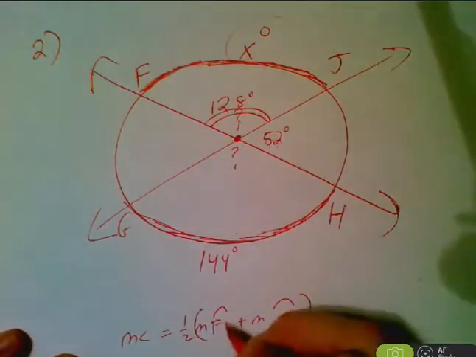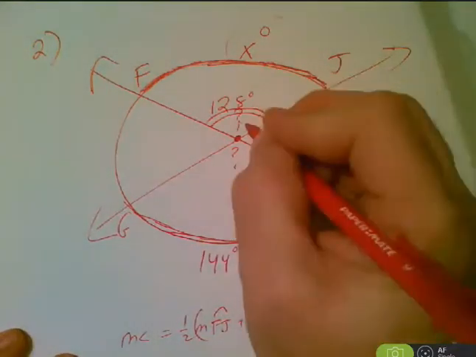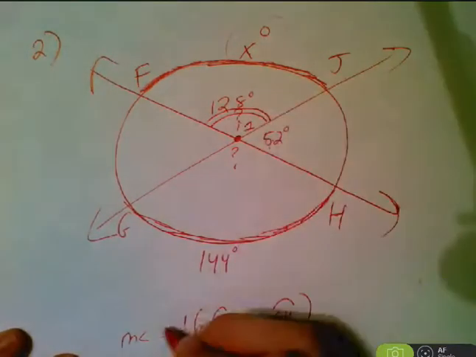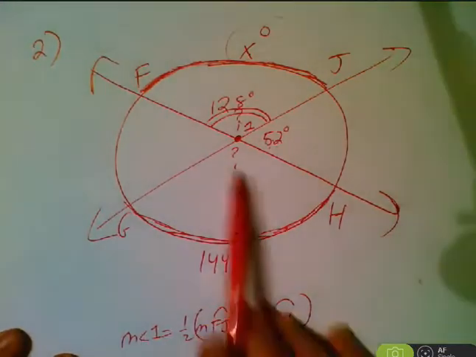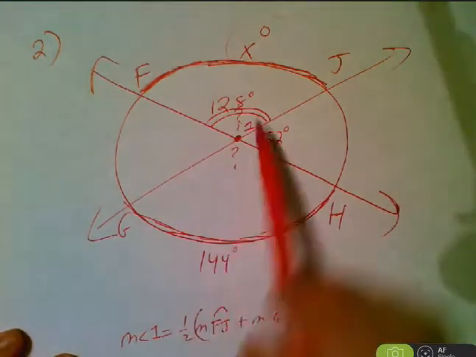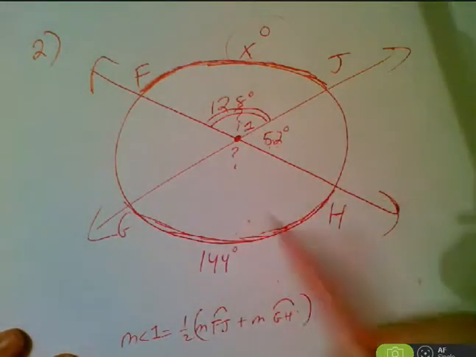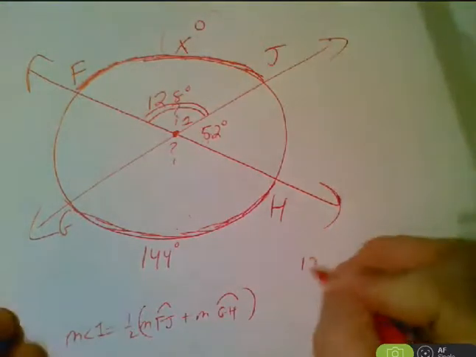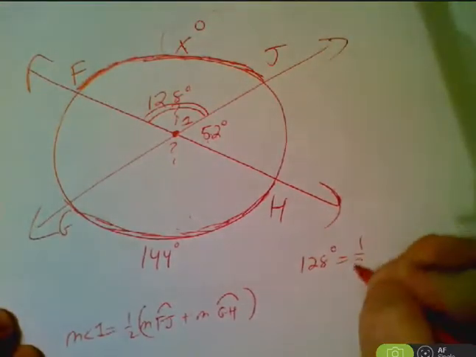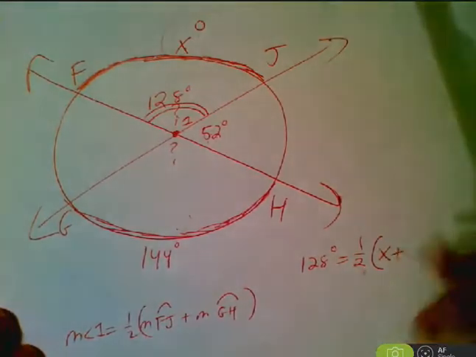We're going to deal with arc FJ and arc GH. And which angle do we want? Let's call it angle 1, just so we have a label for it. This is still the formula: the measure of this angle is half the sum of the 2 arcs that it hits. So let's set that up. The measure of angle 1 is 128 degrees, which is equal to 1/2 the sum of arc FJ, which is x, plus arc GH, which is 144.